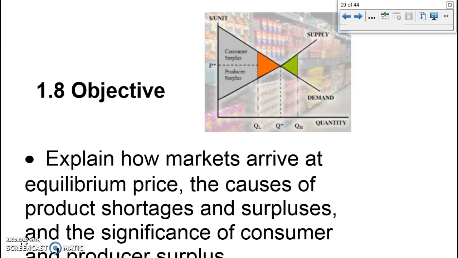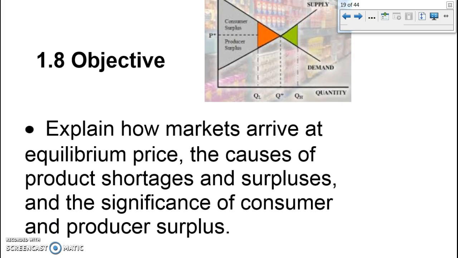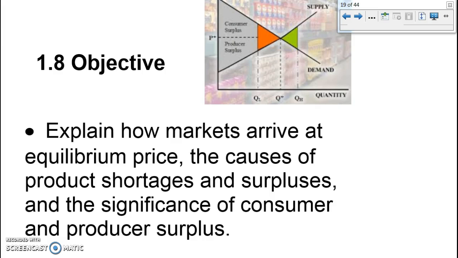So the simulation is, we're going to put supply and demand together, and we're going to look at how markets arrive at equilibrium price. And then we're going to take it a little bit further and explain why markets sometimes have shortages or surpluses. And tomorrow we'll come back to the next part, which is consumer and producer surplus.